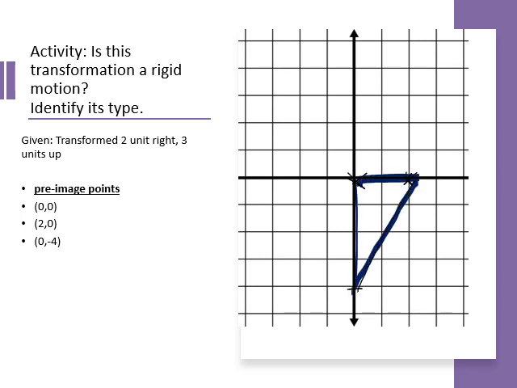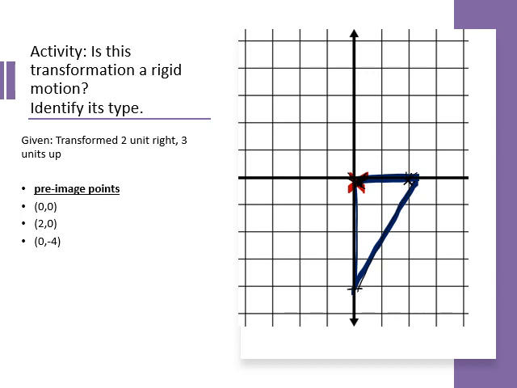Okay, now I need to transform each point 2 units right and 3 units up. So I'm gonna transfer each point. I'm gonna start with the red one, the pre-image, and plot it anew. I'm gonna move 2 units right, so I have to follow that. So I need to go 2 units to the right.